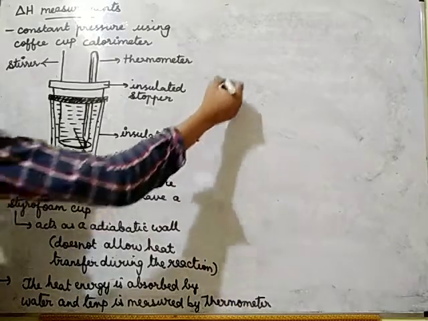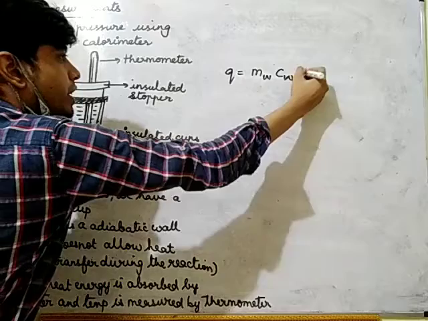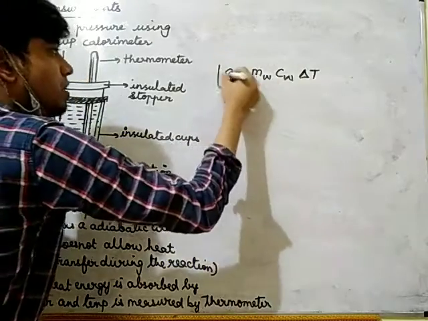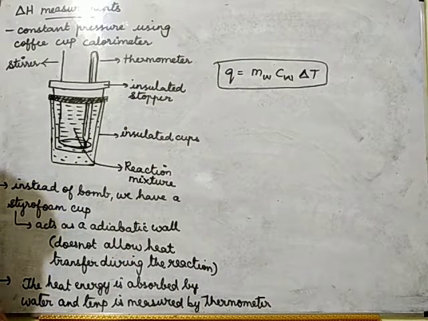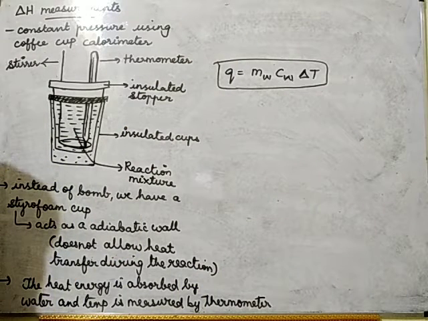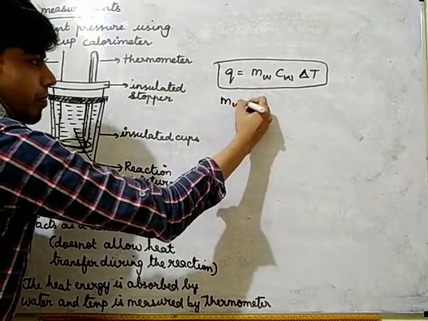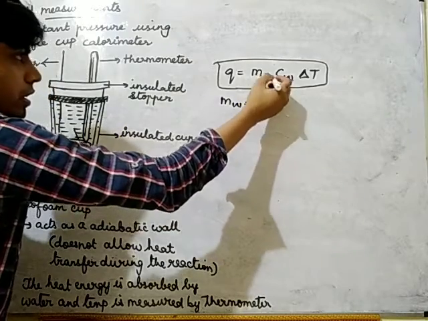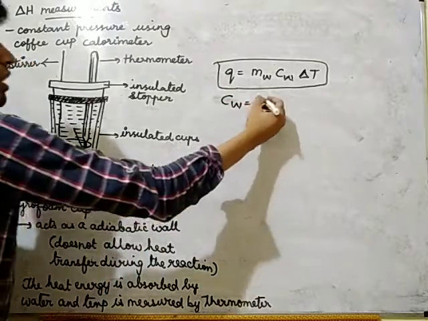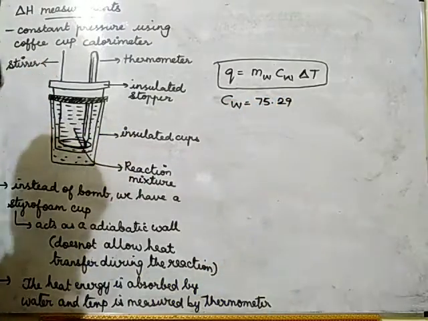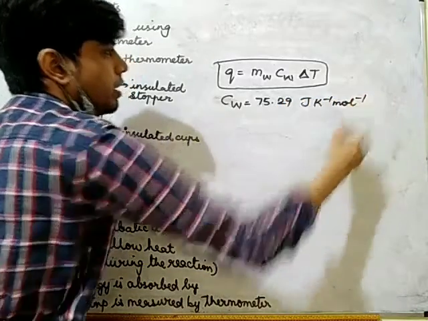So how will you calculate Q? Q is equal to m_w C_w ΔT. This is the formula to calculate the heat. Here m_w is the mass of water. Yesterday I told you the value. C_w is the heat capacity of water. The value is 75.29 joules per Kelvin per mole.